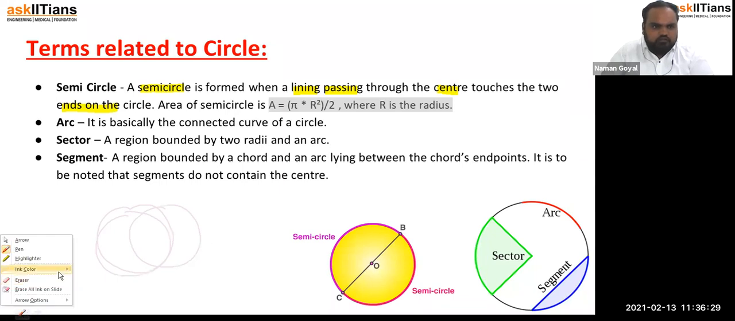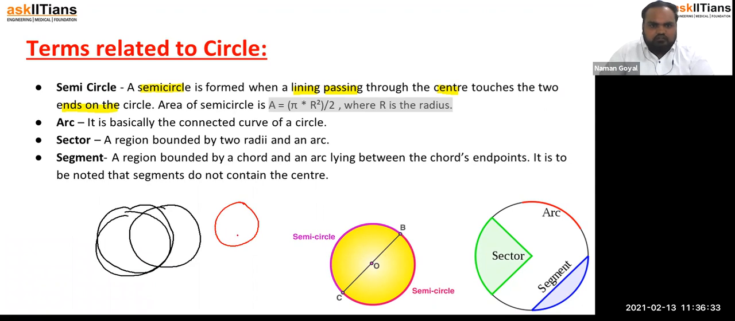Why is it not visible, let me check, give me a minute. See, if there is a circle and this is the center of that circle, and if I draw a line passing through its center and which touches the circle at two end points, this line is known as the diameter, and that part of the circle is known as a semicircle. So a diameter divides a circle into two semicircles. For this example, for this figure, you can see that.